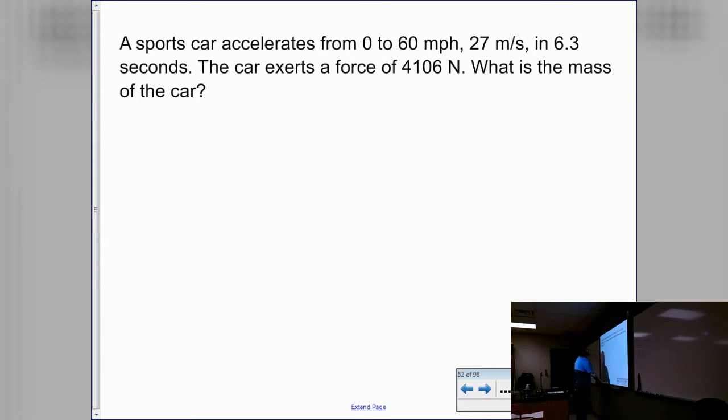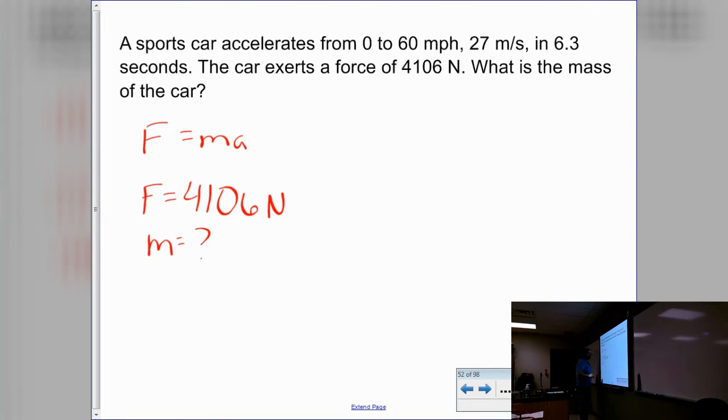So, in this first problem, a sports car accelerates from 0 to 60 miles per hour, so that would be 27 meters per second, and it does it in 6.3 seconds. The car exerts a force of 4,106 newtons. How massive is the car? Well, F equals ma, Newton's second law. It gives us the force in the problem, 4,106 newtons, and we're trying to solve for mass. That's our question mark. But it doesn't give us our acceleration.